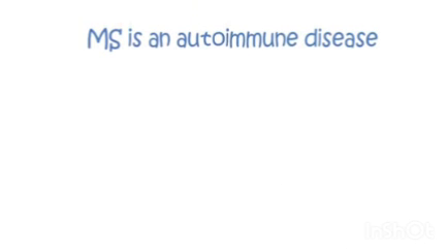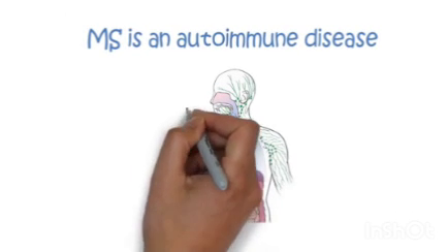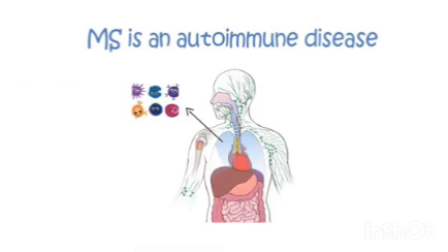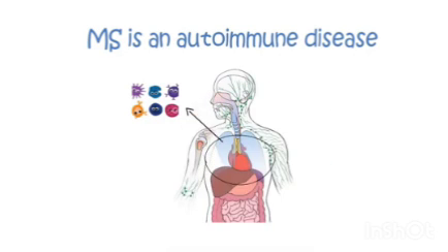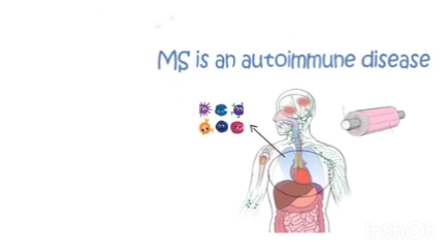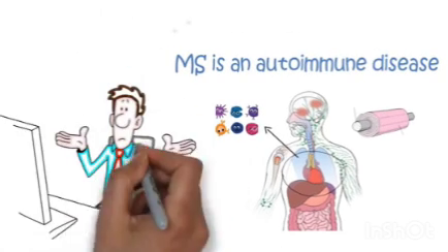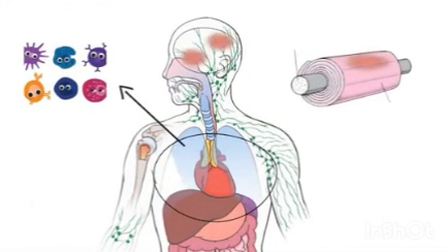MS is an autoimmune disease. This means that your immune system, which is used to fight against bacteria and viruses, gets a little confused and starts attacking parts of your own body, in this case, the myelin sheath surrounding the nerve fibers, which in turn causes small areas of inflammation. No one fully understands why your immune system starts acting this way. The inflammation around the myelin sheath means the affected nerve fibers can't function properly, and as a result symptoms develop.